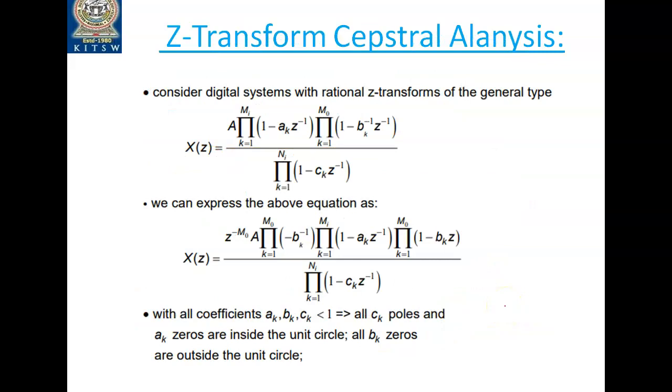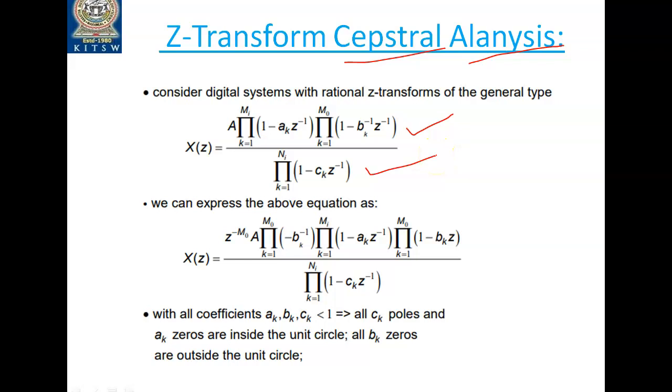Now, when it comes to the z-transform cepstral analysis, in the cepstrum domain we are calling it cepstral, not spectral. Now we are going to be representing the transfer function in an all pole-zero method. So this is the all pole-zero method we are going to be considering, where x of z equals the roots of the numerator, which are nothing but zeros, and the roots of the denominator, which are nothing but the poles.